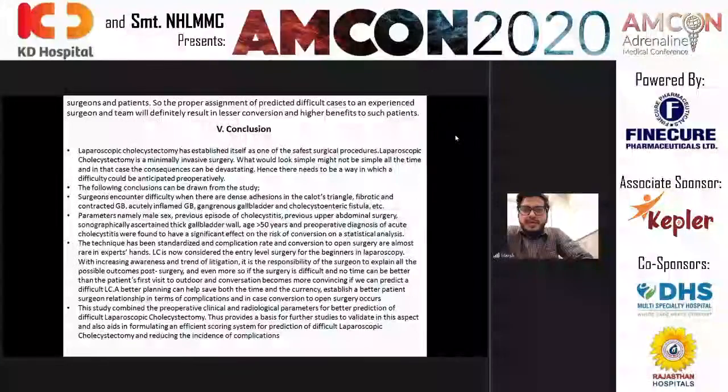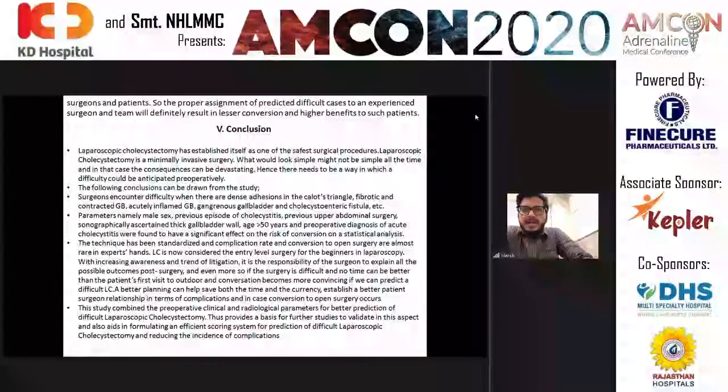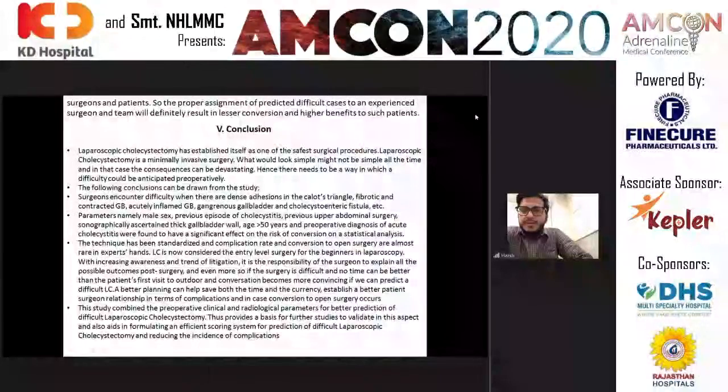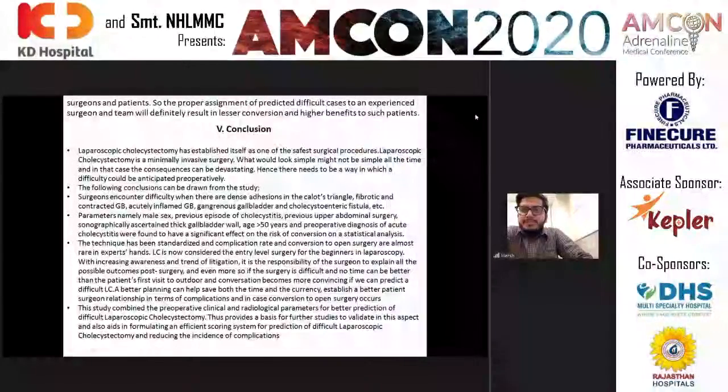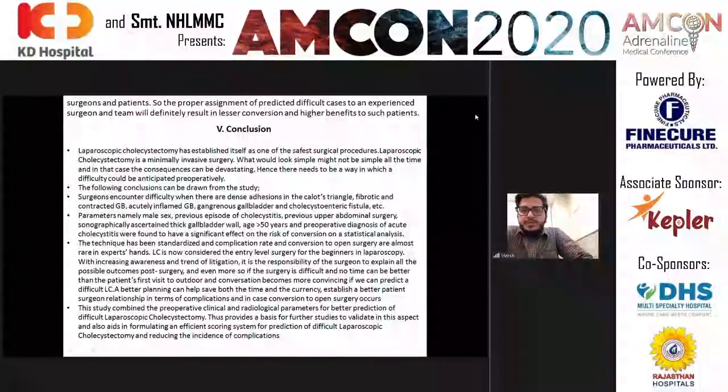The following conclusions are drawn: the surgeon encounters difficulty when there are dense adhesions in Calot's triangle, fibrotic contracted GB, actively inflamed GB, gangrenous GB, cholecystoenteric fistulas. Parameters, namely male sex, previous episode of cholecystitis, previous upper abdominal surgeries, in sonological findings thick gallbladder wall more than 4 mm, age more than 50 years, and preoperative diagnosis of acute cholecystitis were found to have a significant effect on the risk of conversion in statistical analysis.